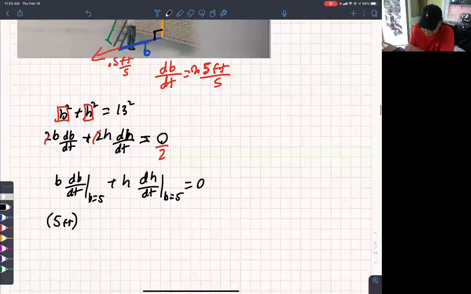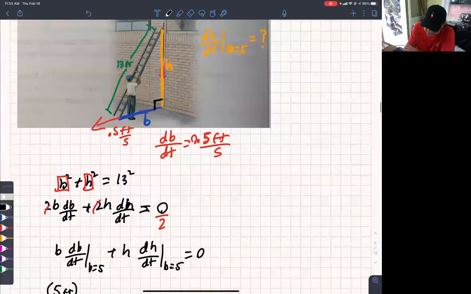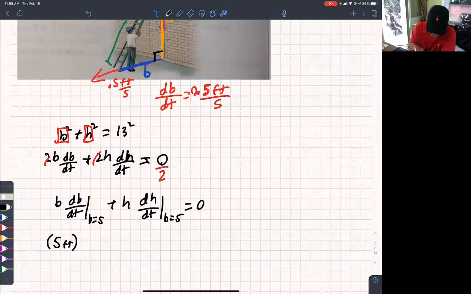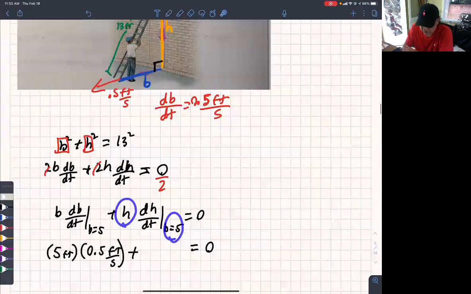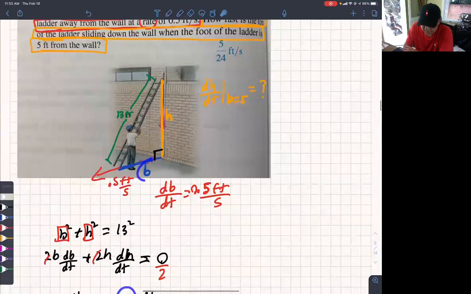Do I know db/dt? I sure do. db/dt is 0.5. So that's going to be 0.5 feet per second, plus, do I know h? When b is 5, do I know h? You can figure that out.